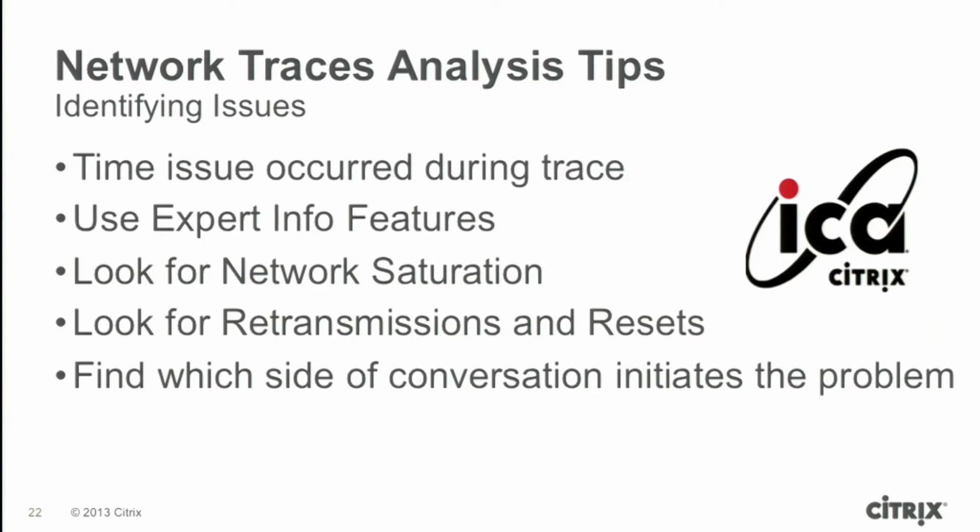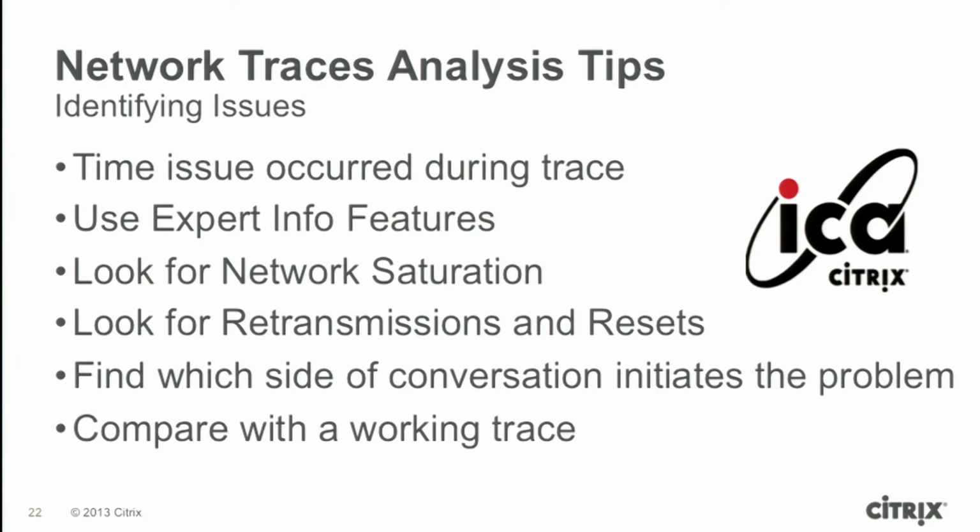If you find one of these issues, look at the traffic and try to determine which side of the conversation initiated the problem. Look at the trace of a working scenario to identify any differences. And use all these clues from the trace analysis to determine if a particular node within the network connection is causing the problem, and then try to confirm by eliminating or avoiding that component.